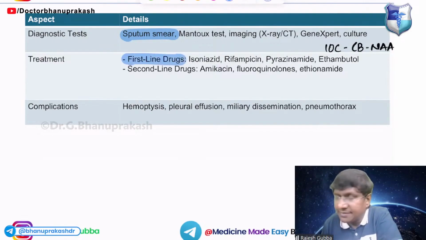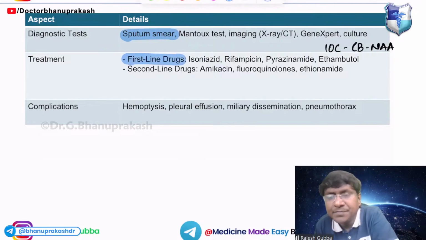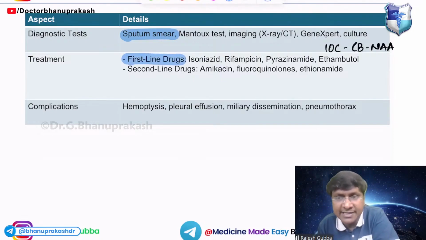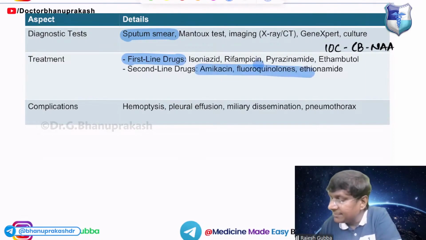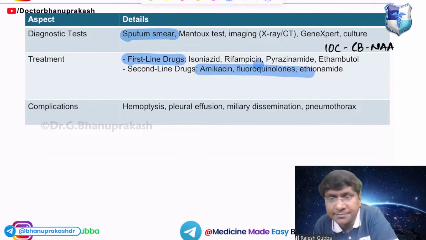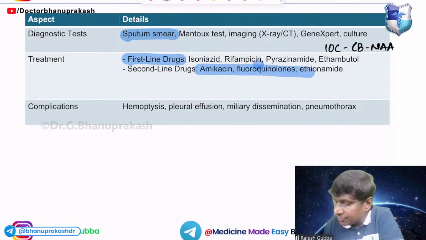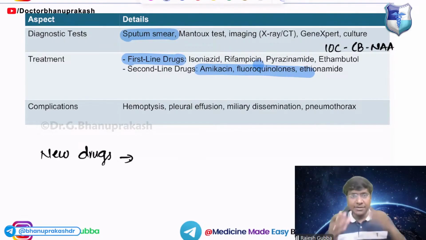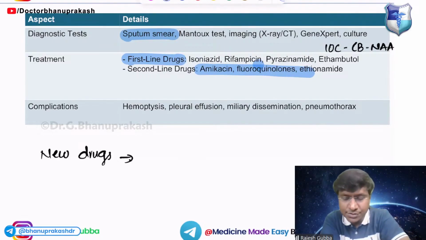So what will be the first line treatment that you will be giving in these individuals? Isoniazid, rifampicin, pyrazinamide, and ethambutol. Second line drugs will be amikacin, fluoroquinolone, and ethionamide. Right? Then can anyone tell me what are the new drugs that we give for tuberculosis? Anyone? What are the new drugs which are given in the treatment of tuberculosis?